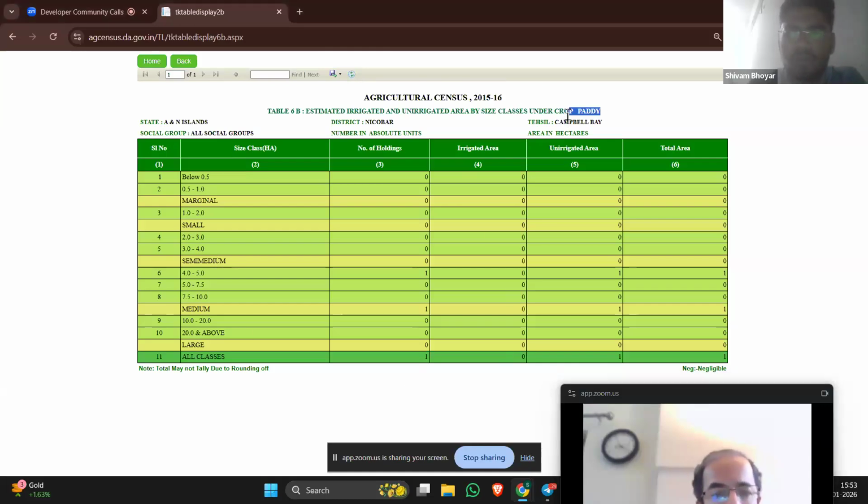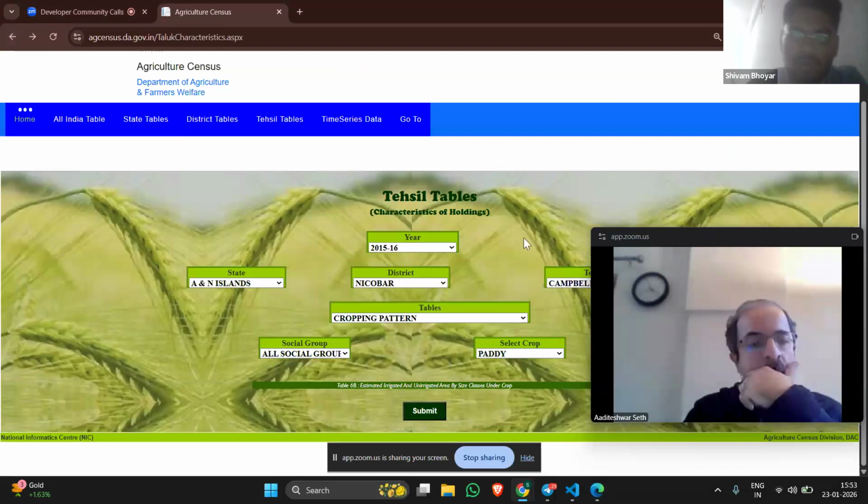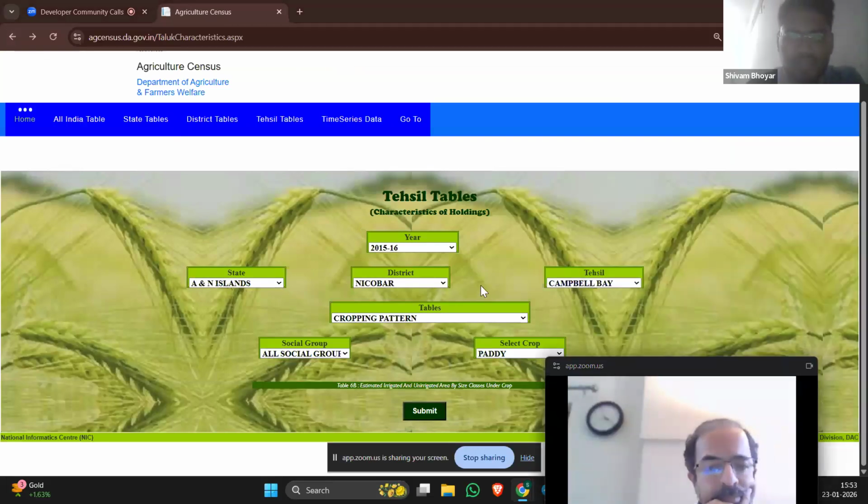Here you can see how many hectares of which crop are grown. The conclusion from this table is that in the Andaman and Nicobar state, district Nicobar, tehsil Campbell Bay, only 1 hectare of crop is grown, paddy, in that particular area. And likewise, there are a total of 6,500 tehsils across 36 states.